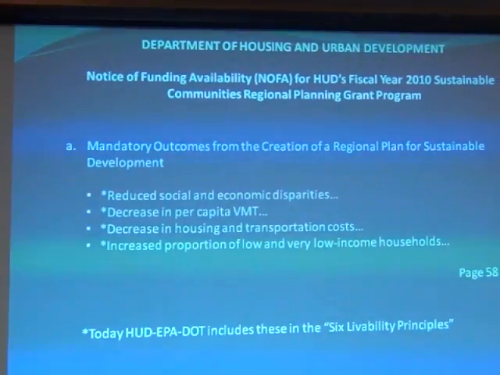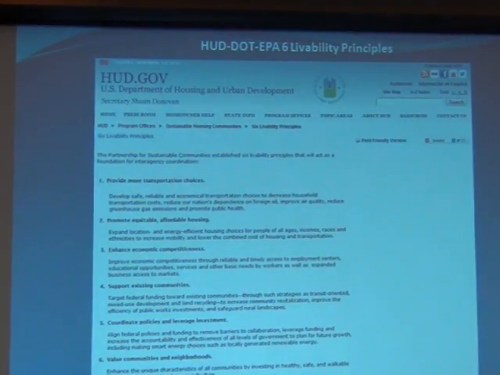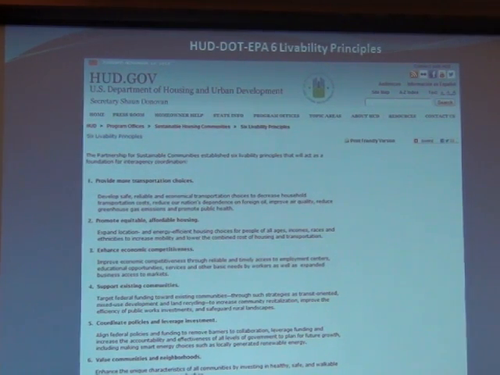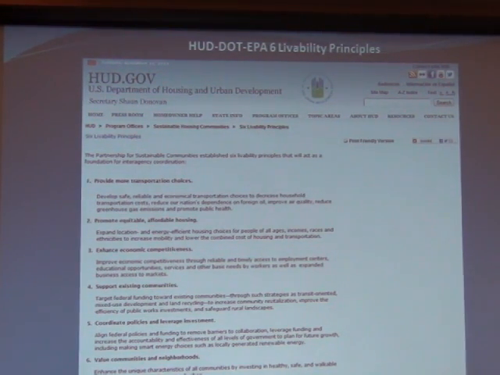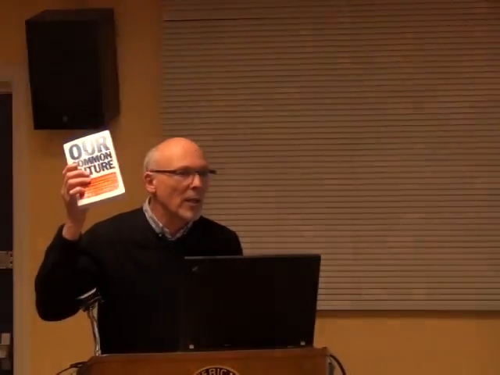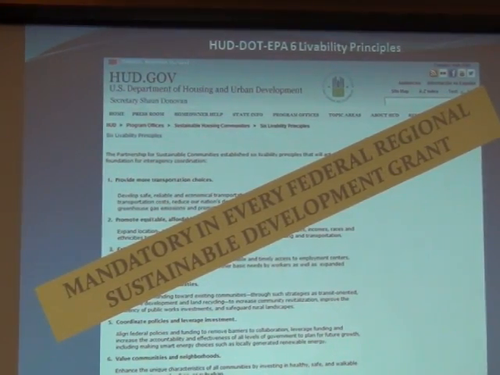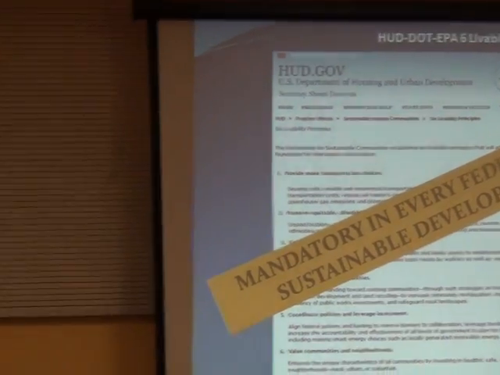Now, this was back in 2010. This is a 2010 notice of funding available. Today, they did away with that wording. Instead, they call it something different. They call it the livability principles. The HUD EPA livability principles. If you go to the government's website, HUD.gov, you'll see them right there. Provide more transportation choices. Promote equitable, affordable housing. Enhance economic competitiveness. This is the same equity, economy, and society that you see in here. It hasn't changed one little bit. But now, it's mandatory. If you take a regional grant, you must have the livability principles in them.